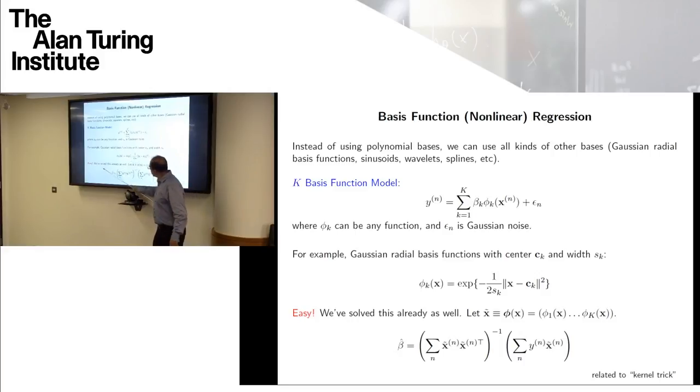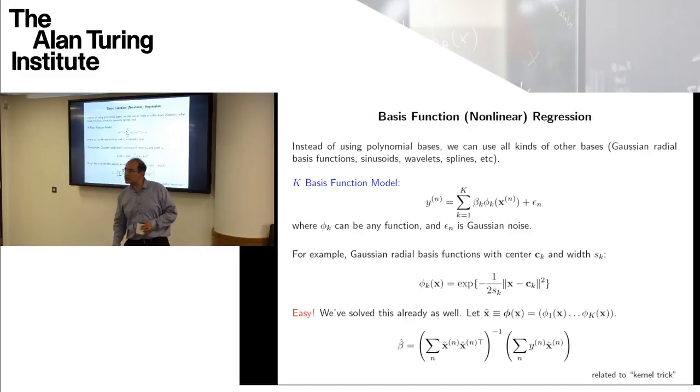Well, again, we've solved this already. We just need to define our x tilde to be phi of x, which is phi 1 through phi big K of x. So now x is d-dimensional, but we've mapped it into k dimensions. And d could be smaller or larger than k. All right? And our betas are solved with the normal equations.